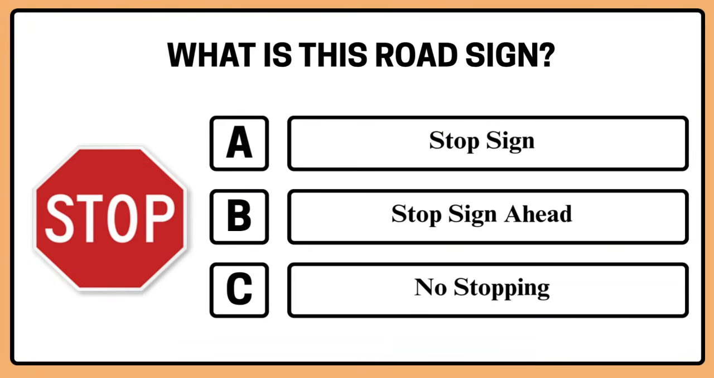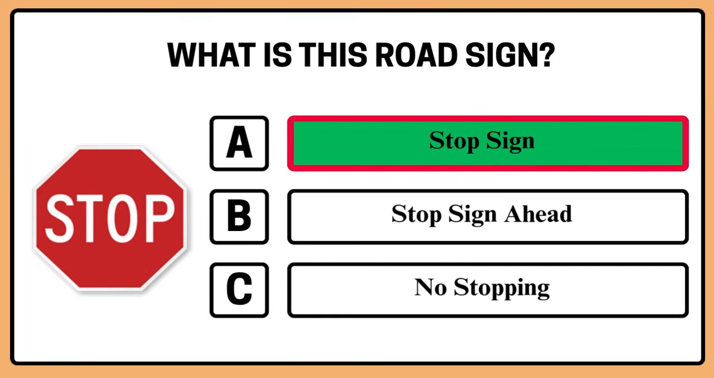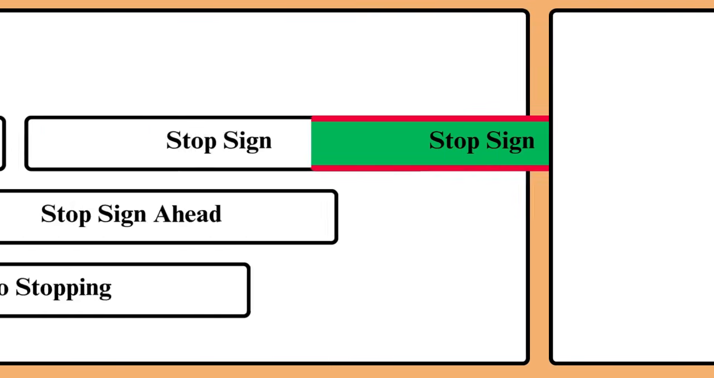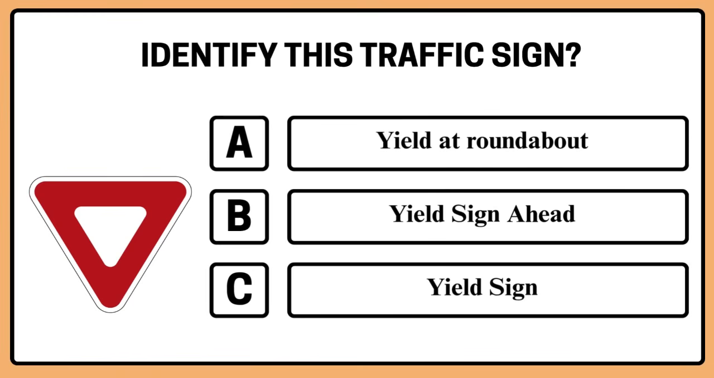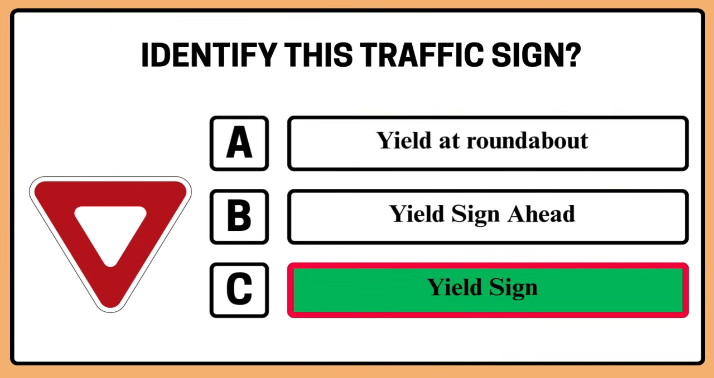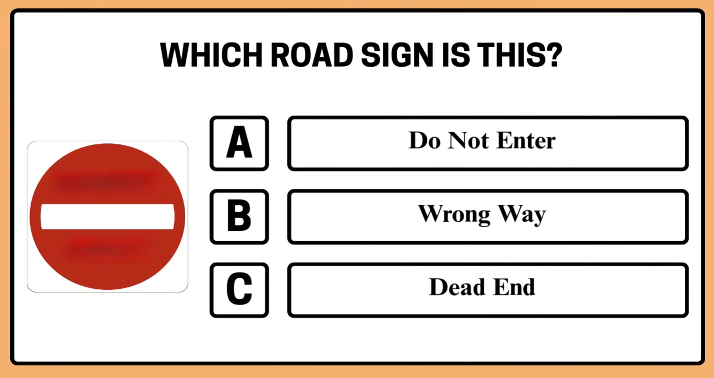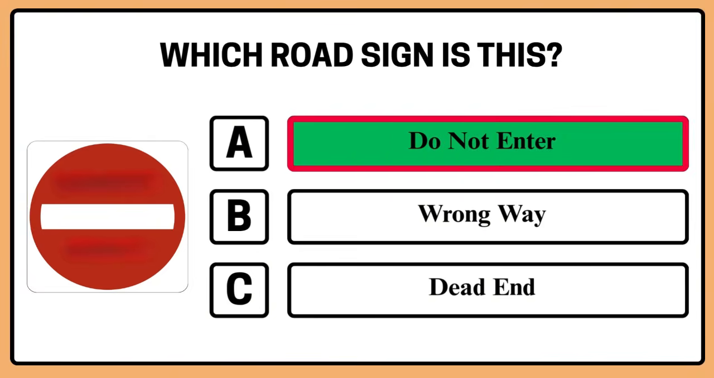What is this road sign? The answer is A, stop sign. Identify this traffic sign. The answer is C, yield sign. Which road sign is this? The answer is A, do not enter.